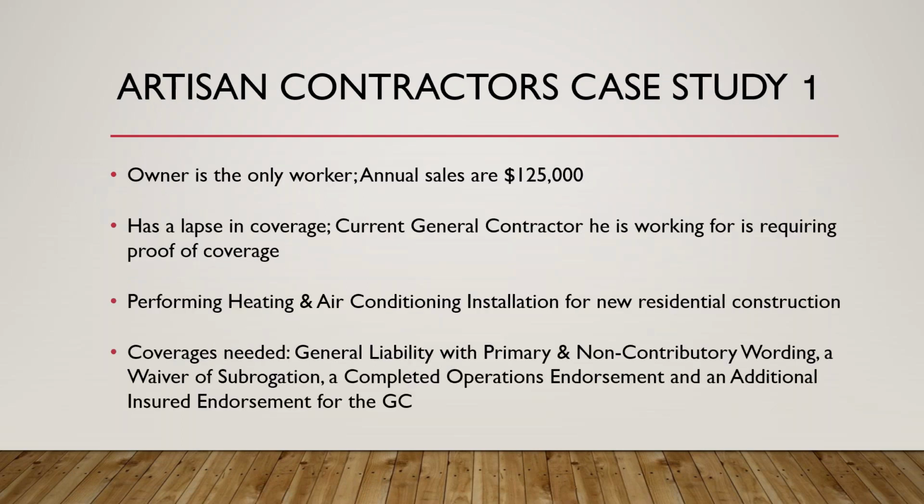I put a few examples together of different types of contractors that we can go through. The first one I have is a smaller risk, where the owner is the only worker, so he does not have any employees and no subcontractors are used. He is an HVAC worker installing heating and air conditioner units into new homes. He's had a lapse in coverage, so he's currently without insurance, and the general contractor that he will start working for is requiring him to get coverage. This means that they have a contract together.